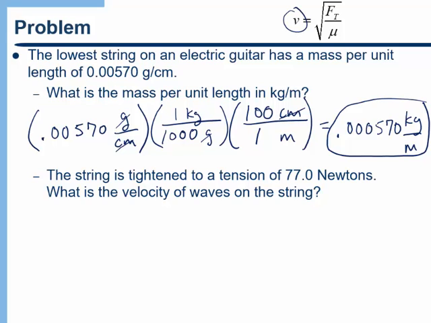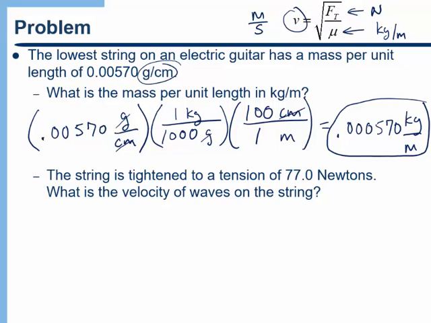Now, we want to make sure to always pay attention to the fact that if we want our velocity to be in meters per second, mu has to be in units of kilograms per meter. So if you get it in grams per centimeter, make sure you remember to convert first. If mu is in kilograms per meter and force is in newtons, then velocity will be in meters per second.